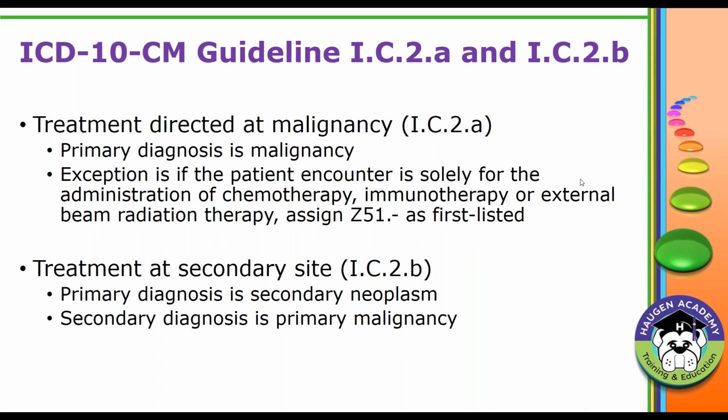And then 1.C.2.B tells us that when the encounter or admission is for the primary malignancy with metastasis, and the treatment is directed toward the metastasis only, the metastasis site is the first listed diagnosis, even though the primary malignancy is still present. So an example of this, a patient diagnosed with primary breast cancer, but now comes in for biopsy of a metastatic lung tumor. So in that case, since the treatment on that day is for the lung tumor, you would sequence the lung tumor first, followed by the primary breast cancer.